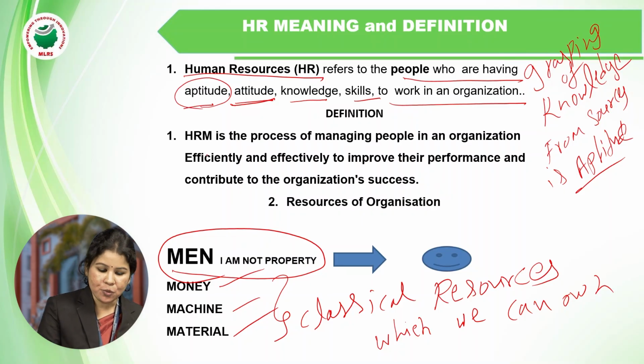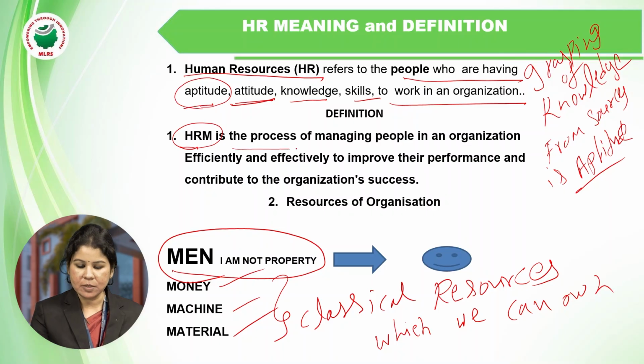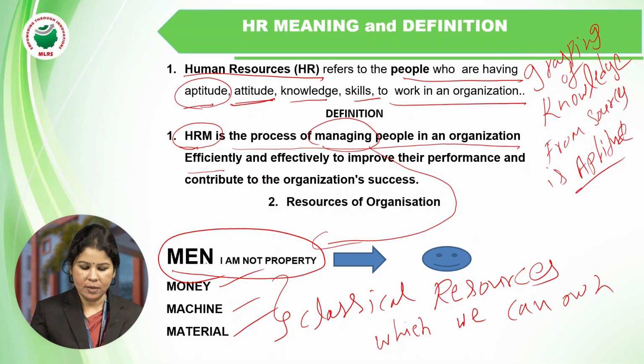Then what is human resource management? Human resource management is a process of managing people in an organization. Just now we discussed why we have to manage this particular human resource called men. Because we can't own this resource like other resources such as money, machine and material, and this resource has emotions, beliefs and all.